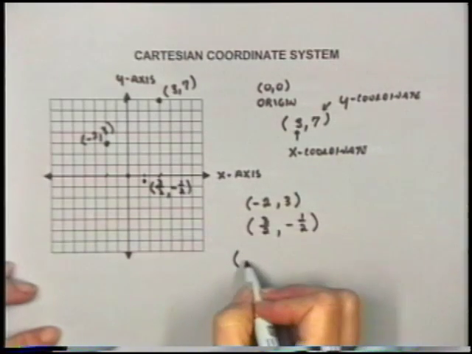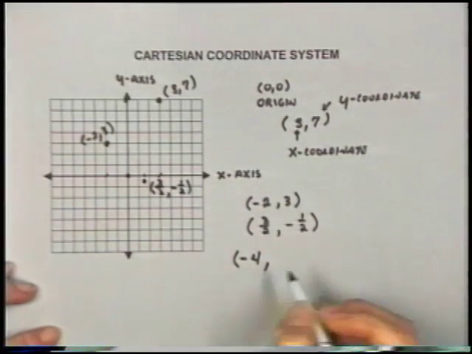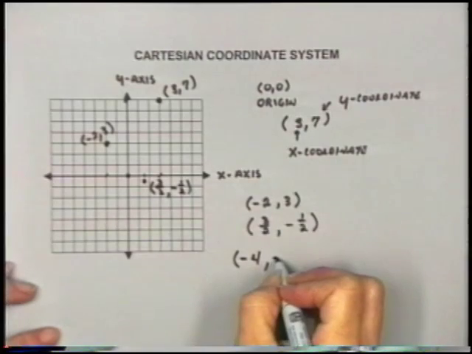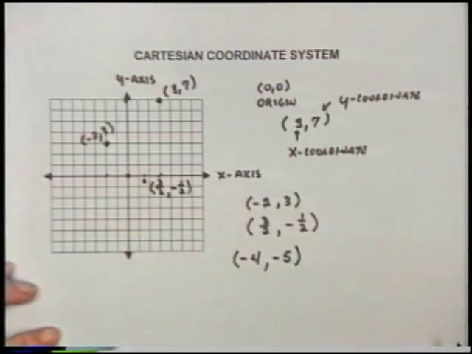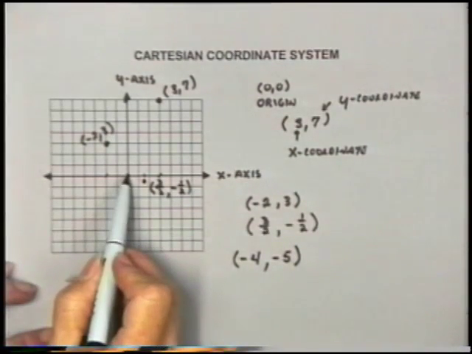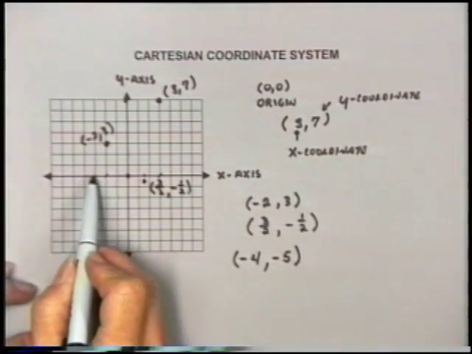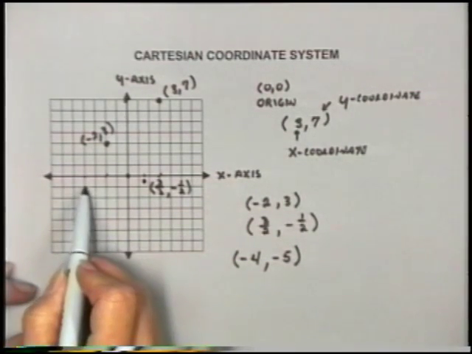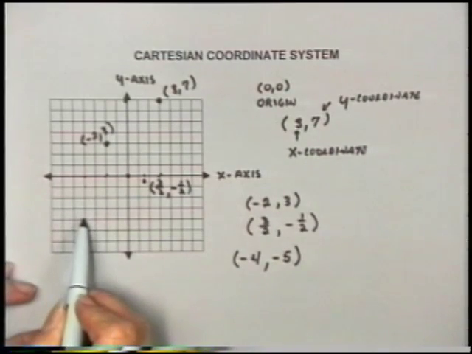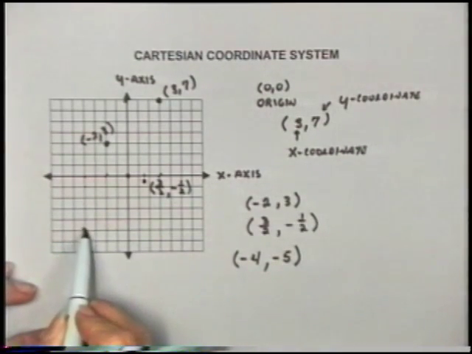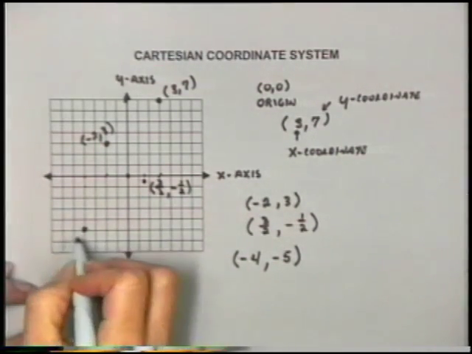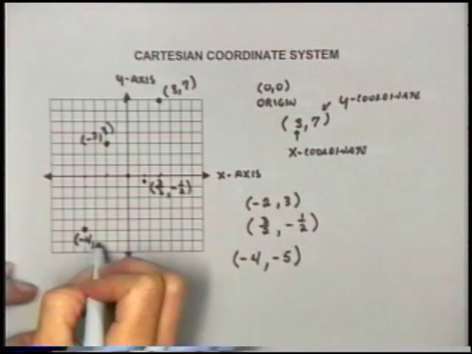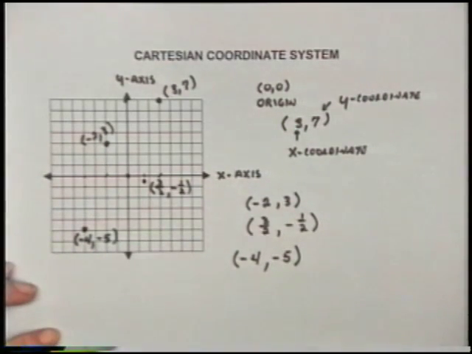What if our x-coordinate is -4 and our y-coordinate is -5? From the origin, doing the x-coordinate first, we'll go to the left. 1, 2, 3. This will be -4. And then since the y-coordinate is negative, we will go down 1, 2, 3, 4, 5. This point right here has coordinates -4, -5.